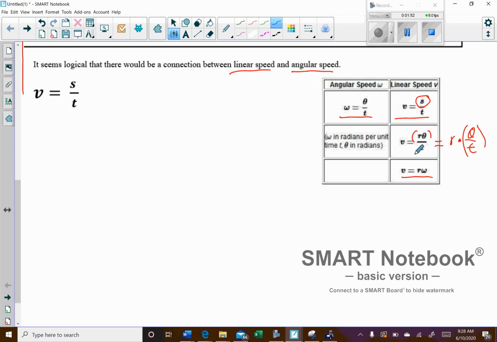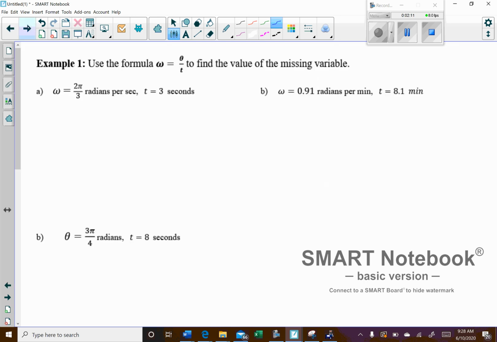Anyways, that might be helpful as we work through some problems here. What we're going to do is start out just working with these three formulas right here: angular speed, linear speed, and then the one where we manipulated it. We're just going to do some algebra here. It shouldn't be anything too difficult.